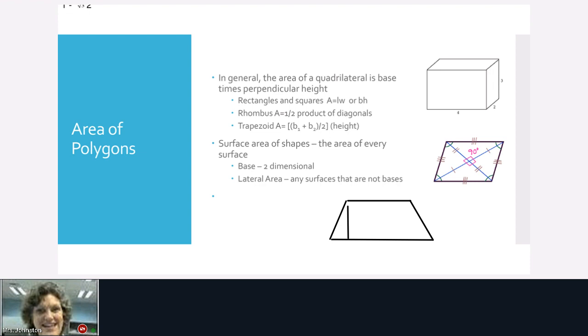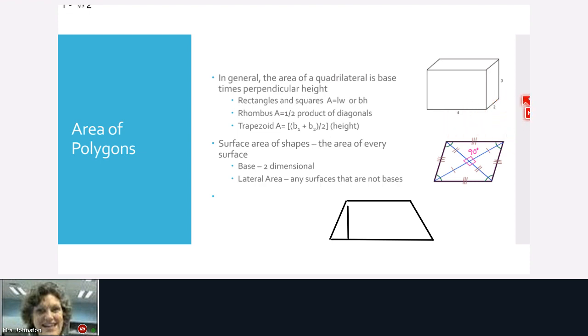Now, we talked a lot about surface area in here, and that seems to give students a big problem. But remember, it's just a matter of finding the area of all the different sides of a 3-dimensional figure. So a base of a 3-dimensional shape, such as this prism up here in the corner, consists of a polygon, a quadrilateral.